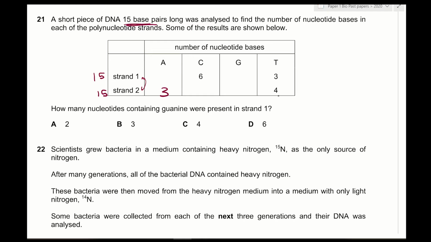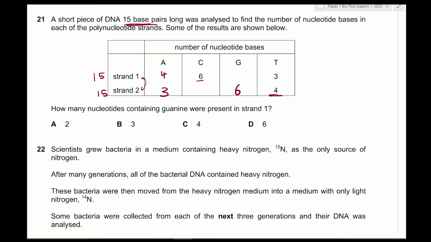Same with thymine in strand number 2. If thymine in strand number 2 has 4 bases, therefore adenine in strand number 1 is also going to have 4 bases. Now here we have cytosine in strand number 1. It binds to guanine via complementary base pairing. So if strand number 1 has 6 cytosine, then strand number 2 is going to have 6 guanine.